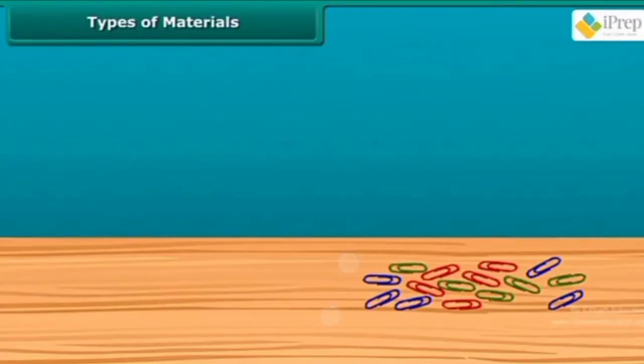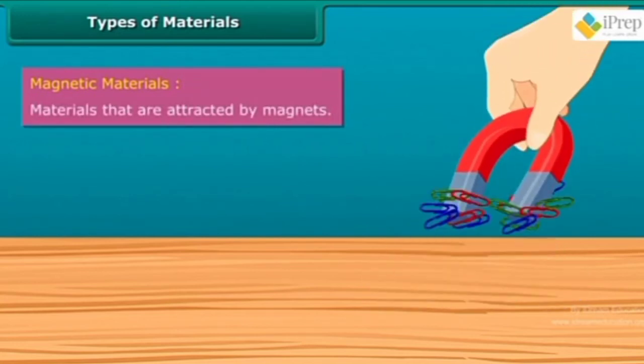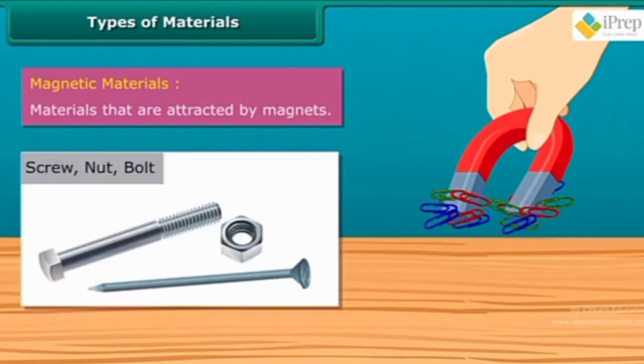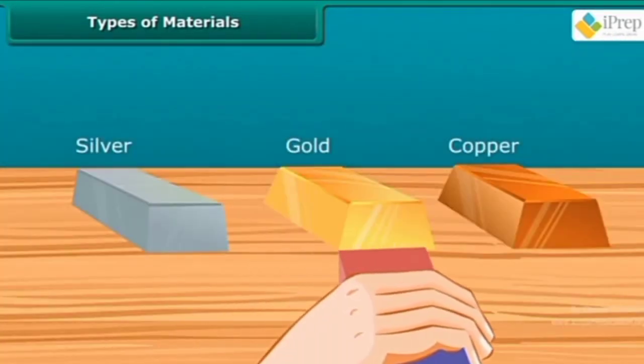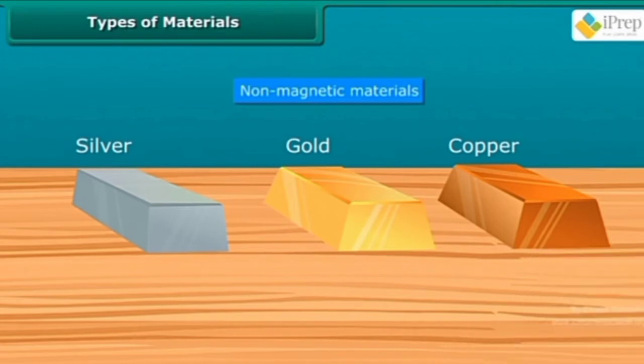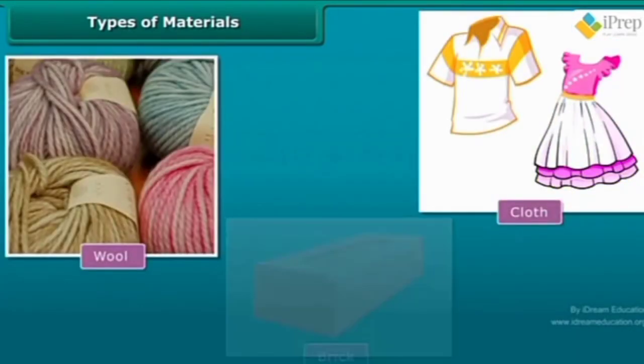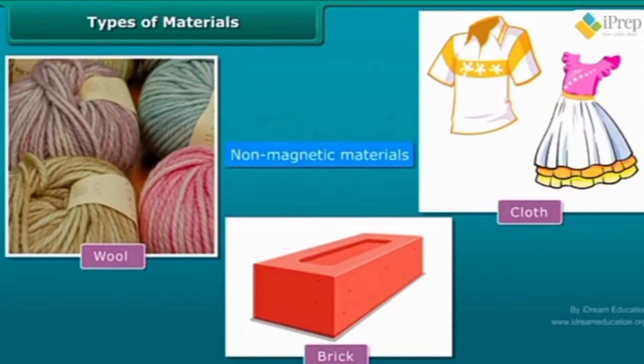Types of materials. Now let us look at the types of materials. Materials that are attracted by magnets are called magnetic materials. For example, screws, nuts, bolts are magnetic materials. Materials that are not attracted by magnets are called non-magnetic materials. For example, wool, cloth, bricks are non-magnetic materials.